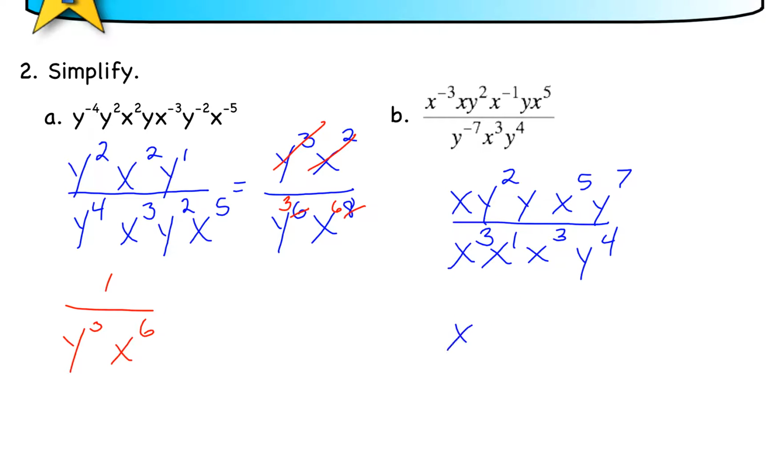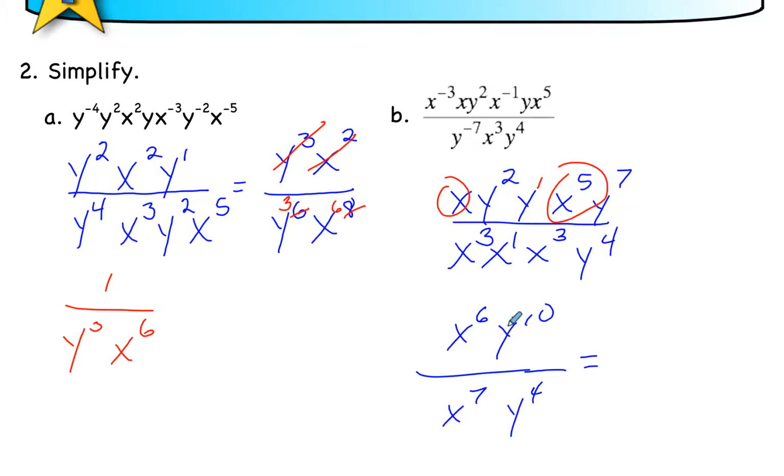How many x's do we have in the numerator and how many y's in the numerator? Let me go ahead and change colors here. Here's 1, here's 5, so that's a total of x to the sixth power. And then how many y's do we have? We have y to the second, y to the first. This is a first right here. So that's y to the third, and 7 more is y to the 10th. So that's what we end up with in the numerator. In the denominator, we have x to the third, x to the first, x to the third. So that's x to the 7th if we add them all up, and y to the 4th.